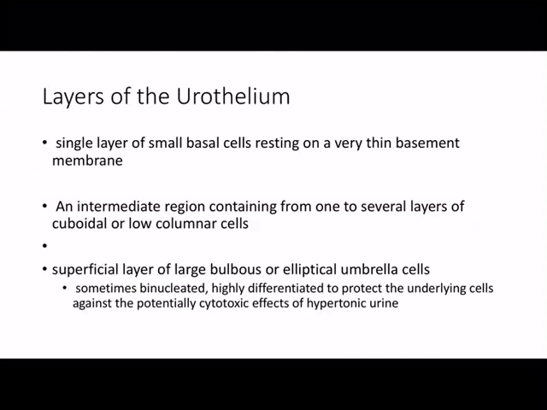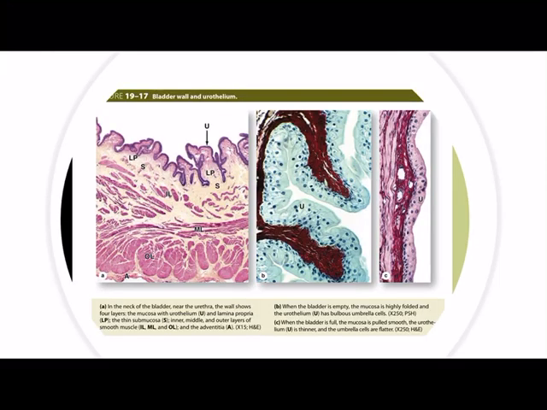So the layers of your urothelium: they are single layers of small basal cells resting on a very thin basement membrane. There is an intermediate region containing from 1 to several layers of cuboidal or low columnar cells. There's a superficial layer of large bulbous or elliptical umbrella cells. So that is your bladder wall and your urothelium.